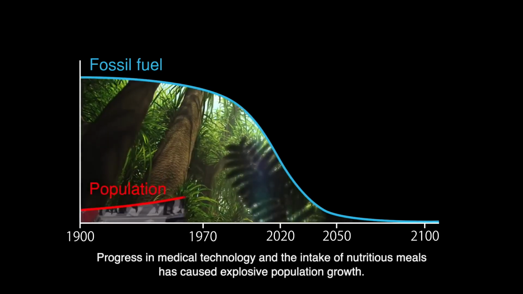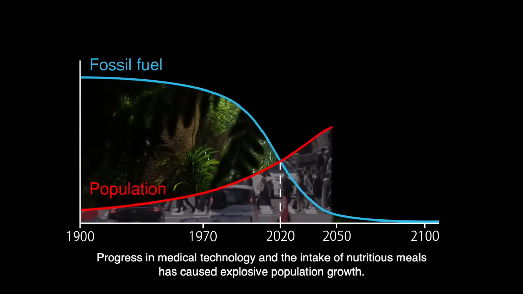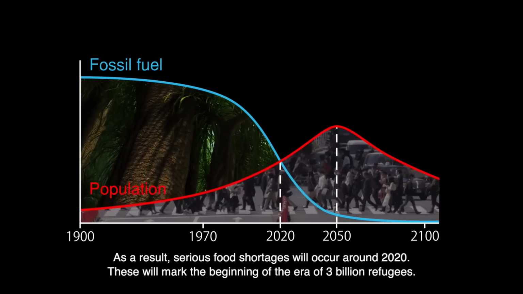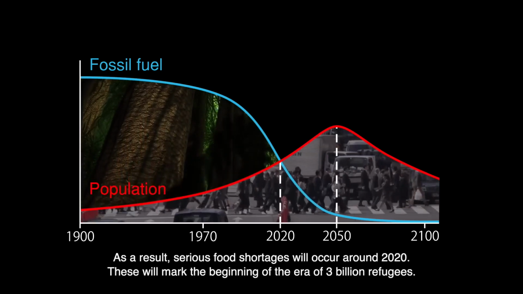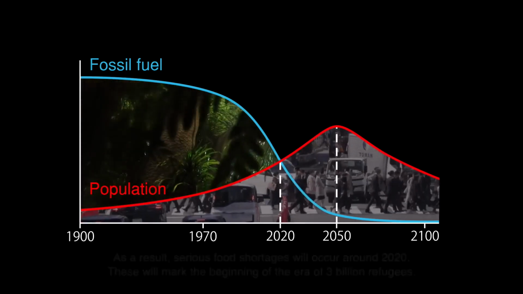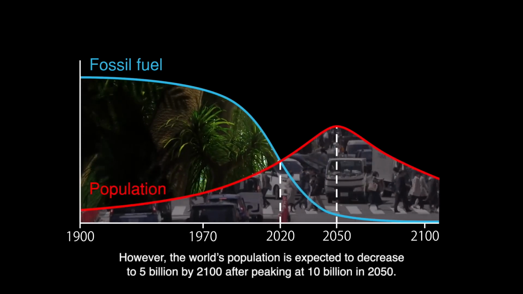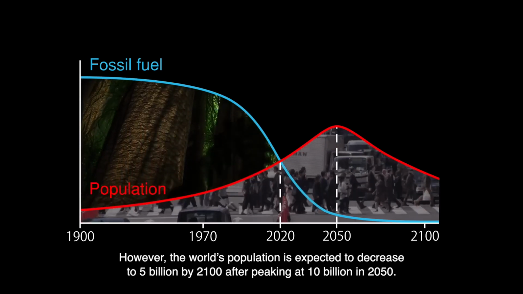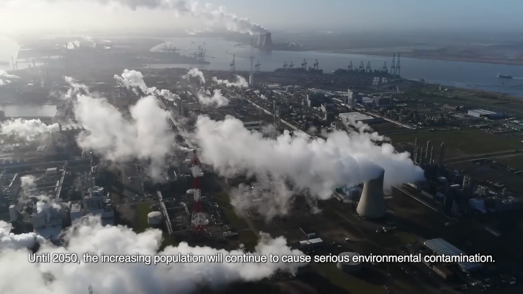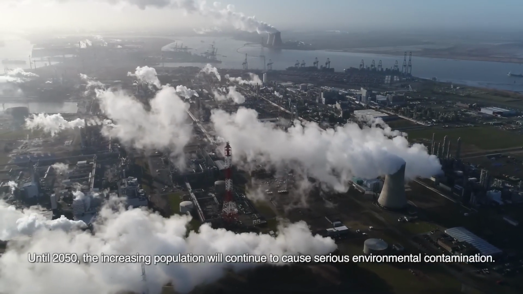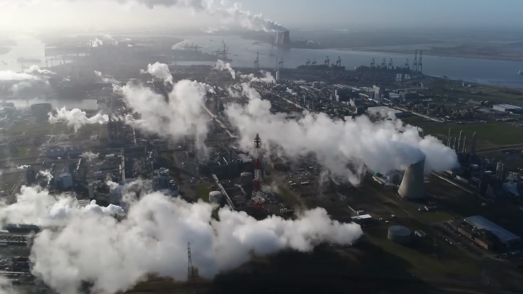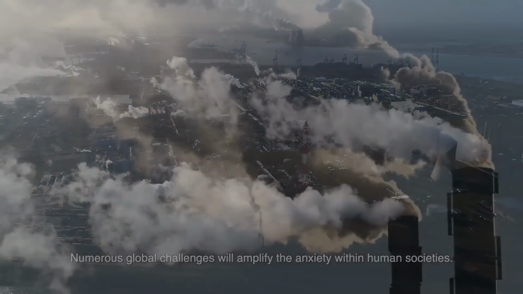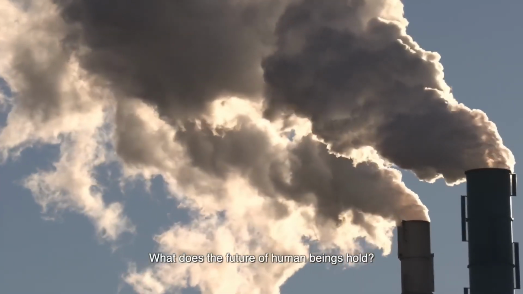Progress in medical technology and the intake of nutritious meals has caused explosive population growth. As a result, serious food shortages will occur around 2020. These will mark the beginning of the era of 3 billion refugees. However, the world's population is expected to decrease to 5 billion by 2100, after peaking at 10 billion in 2050. Until 2050, the increasing population will continue to cause serious environmental contamination. Numerous global challenges will amplify the anxiety within human societies. What does the future of human beings hold?